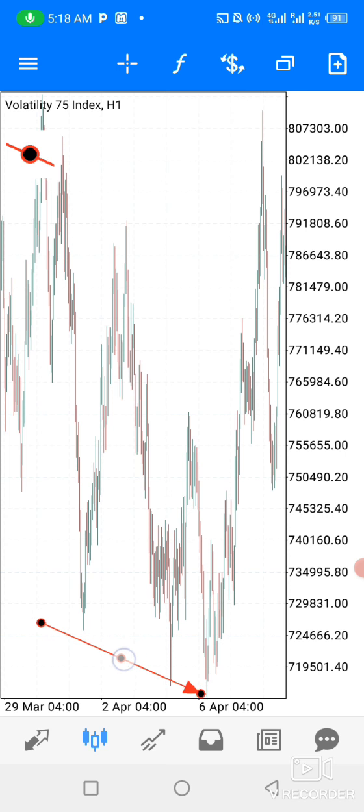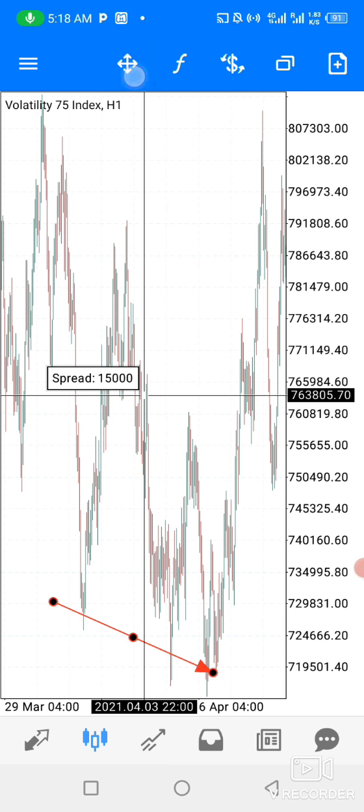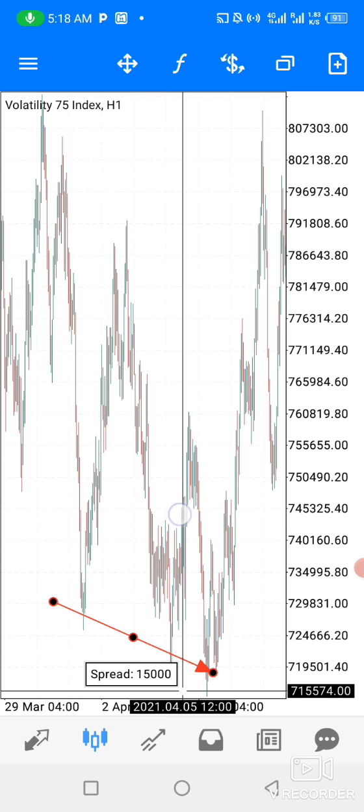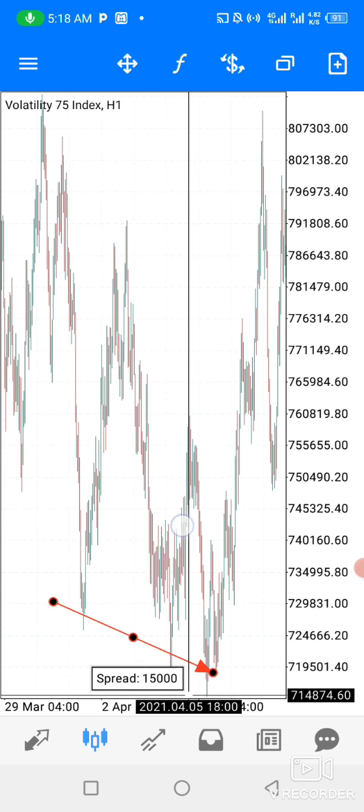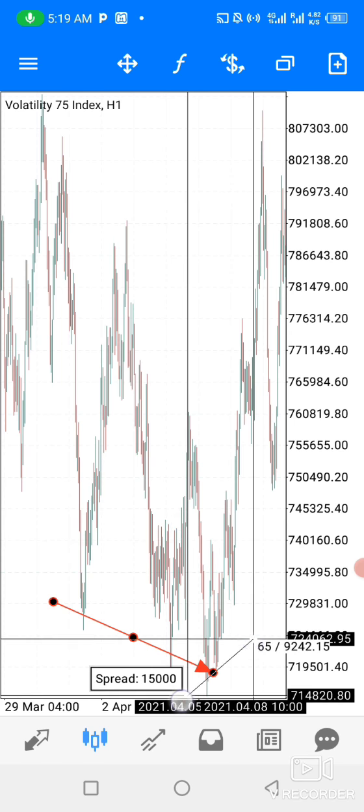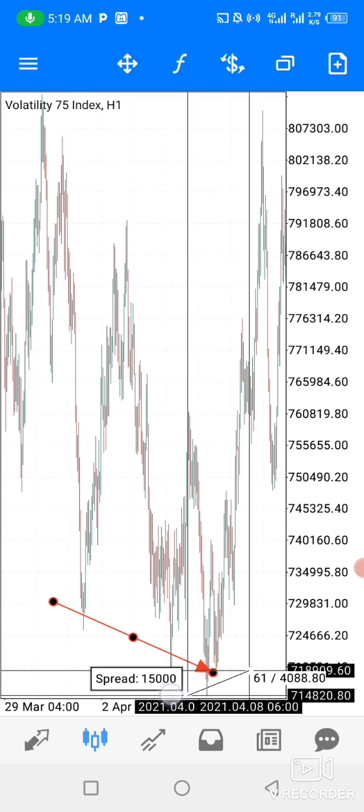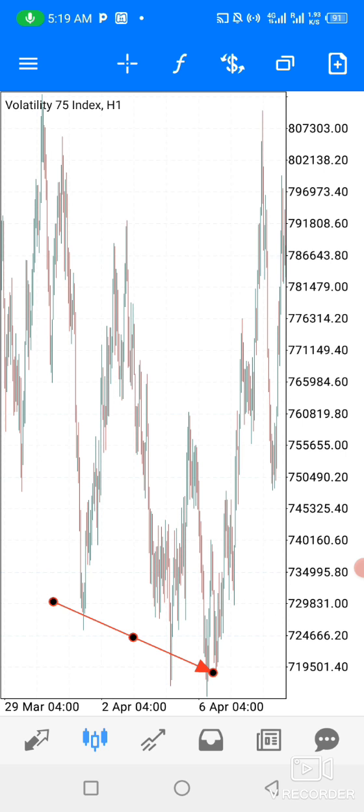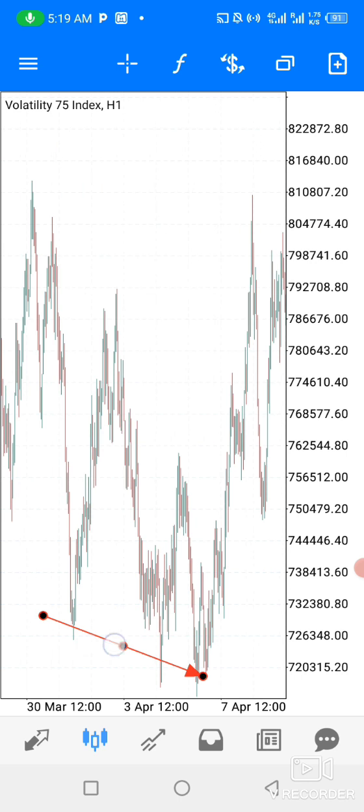I get it. So see this high and then this high. There is a potential difference. When I say potential, I mean difference in levels. Let me show you, maybe you haven't understood what I mean. The potential difference here is here and here. If you check the price level, there is a potential difference of 4,088 pips.